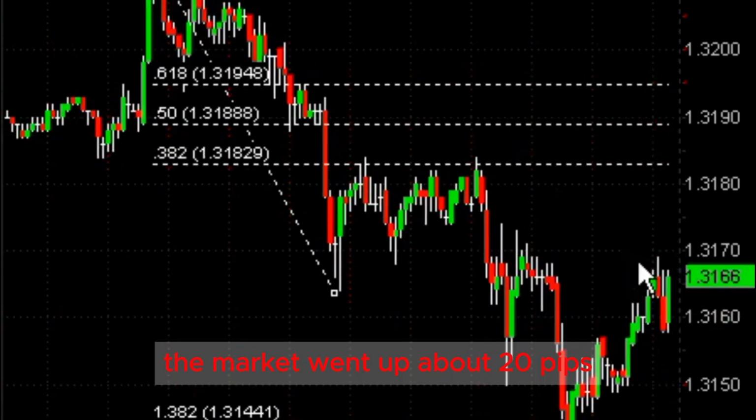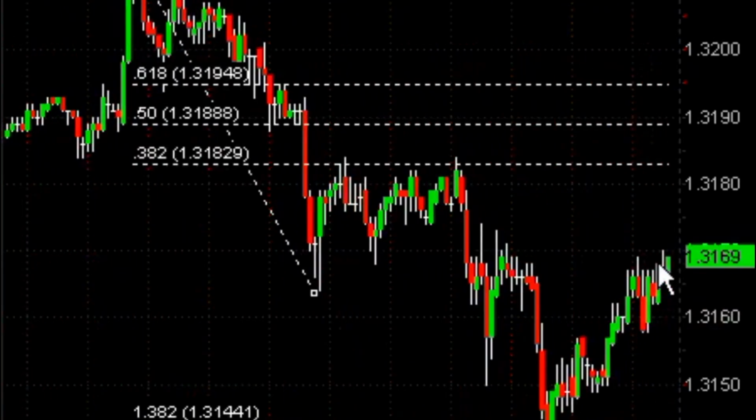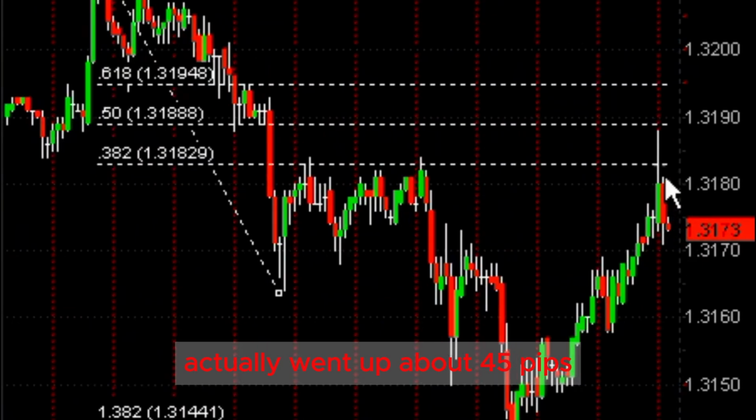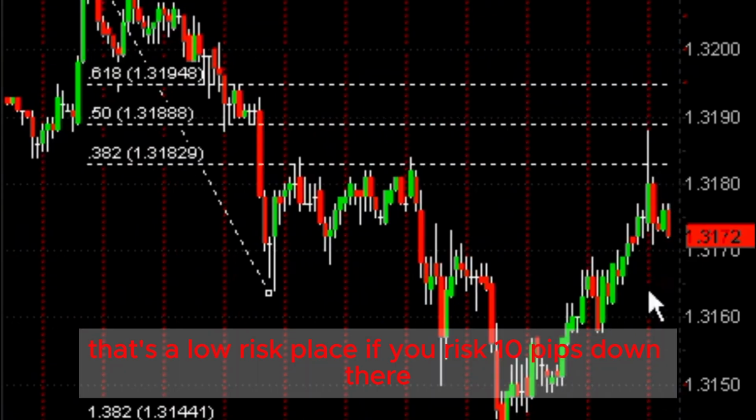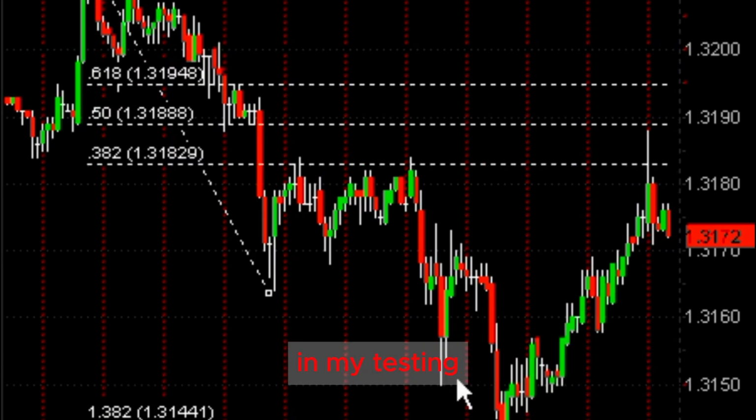The market went up about 20 pips. Actually went up about 45 pips. That's a low risk place. If you risk 10 pips down there, again, in this example, you made about 45 pips while risking 10. And these Fibonacci profit targets are about 60 to 70% accurate in my testing.